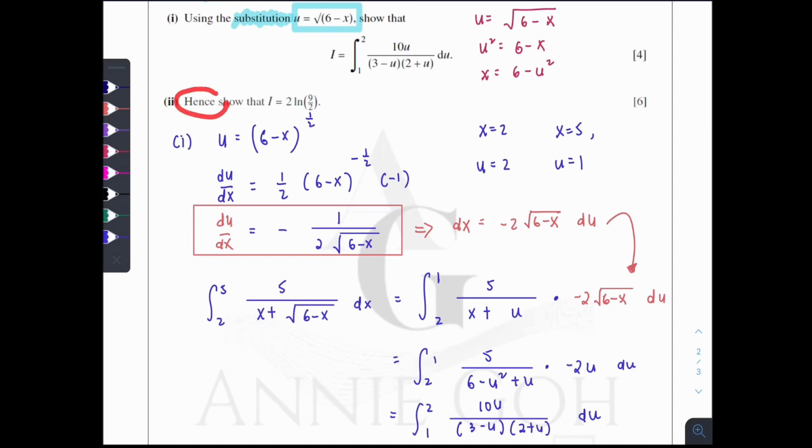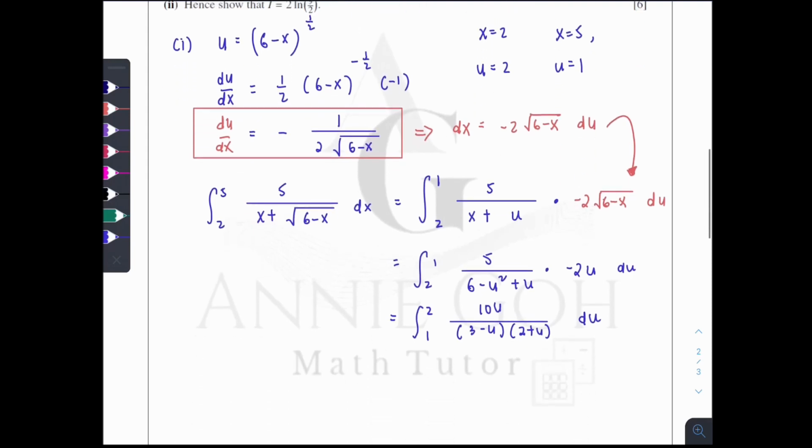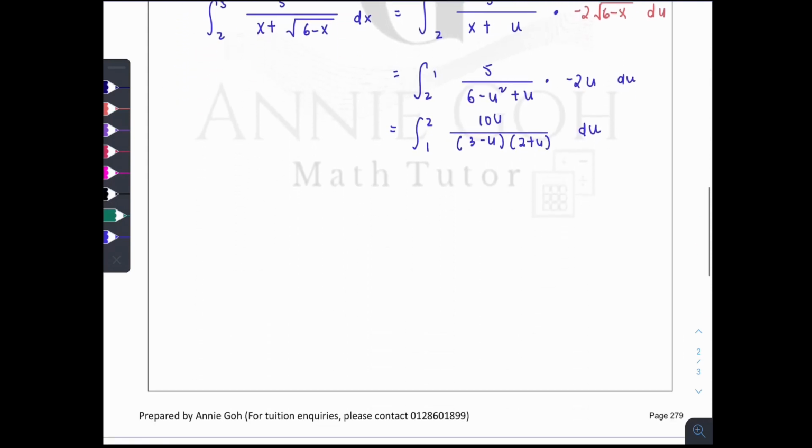You see the word "hence", which means it's related to part 1. Show that the integration is equal to 2 ln 9 over 2. So you are asked to integrate this. So let's try part 2. For part 2, you are asked to integrate from 1 to 2 the function 10u over (3 minus u)(2 plus u) du.